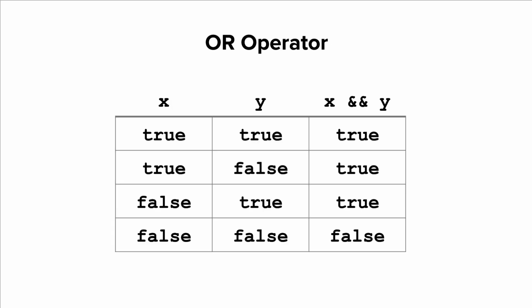A truth table for the OR operator would look like this. Notice in this case that the expression evaluates to true if either x or y are true. The only way to get a false expression is when both x and y are false.